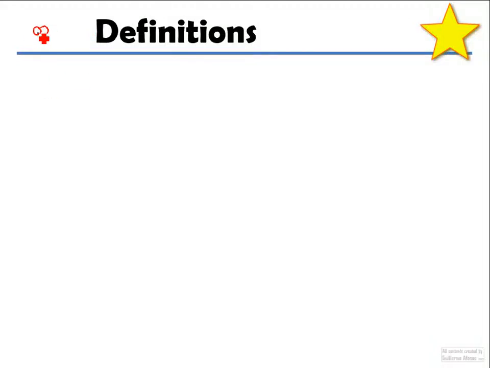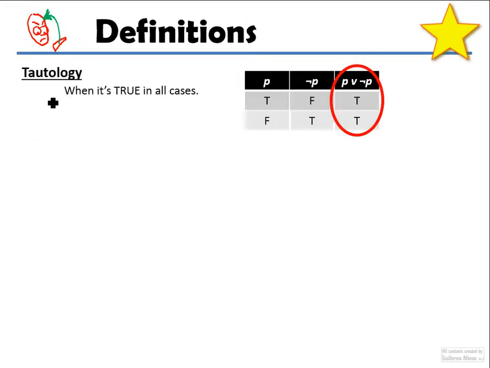Hello everybody, we're going to look at some definitions in logic. With words, some funny words you have to memorize. It's like a jargon. So the very first one is a tautology. It's something that is true in all cases.